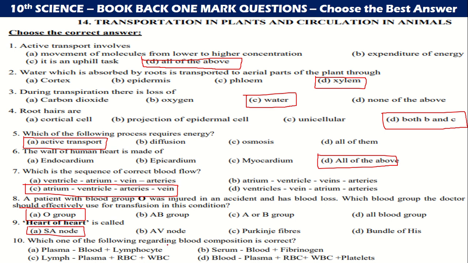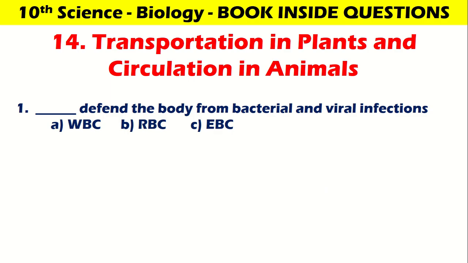Which one of the following regarding blood composition is correct? It is blood plasma, WBC, platelets. So this is the answer. Then goes to the additional question: which one defends the body from bacterial and viral infection? The perfect answer is WBC. That is our white blood cells.